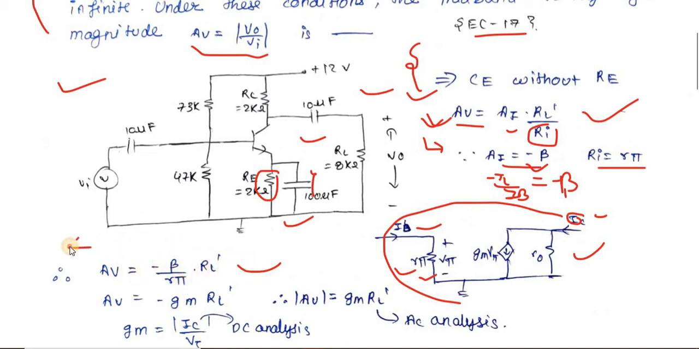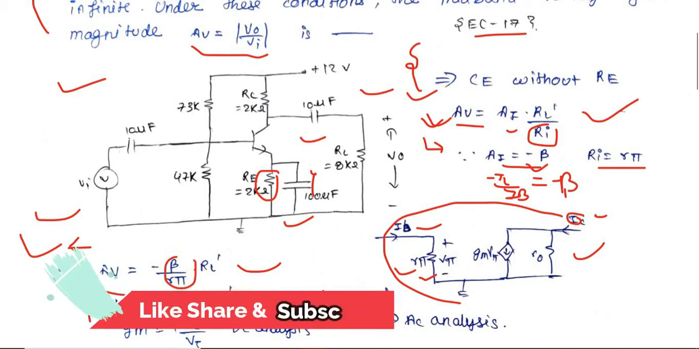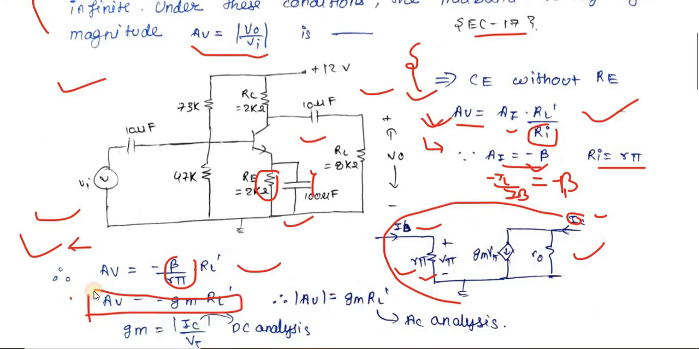In the starting I told you that you have to remember two formulas: one is this AV formula and the second is the relation between beta, R pi and GM. The relation is that GM is equal to beta by R pi. GM is the transconductance, and 1 upon resistance is conductance, so you can relate like this. Since GM is equal to beta by R pi, you can replace beta by R pi with GM. So your formula becomes AV is equal to minus GM into RL dash. This is the formula that you will get for every common emitter without RE sum, and this is what you need to follow.